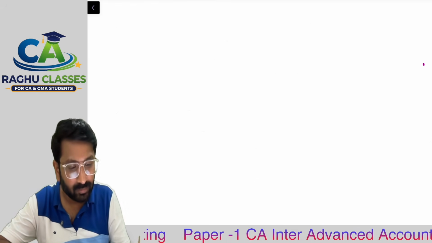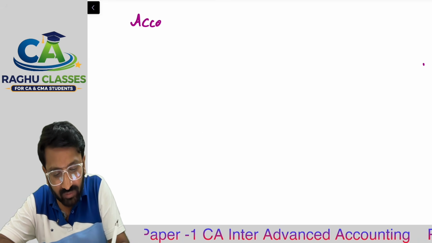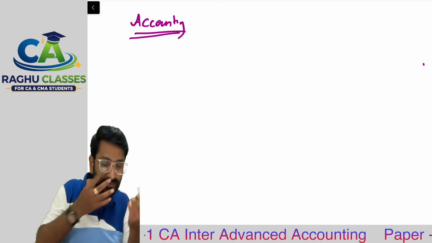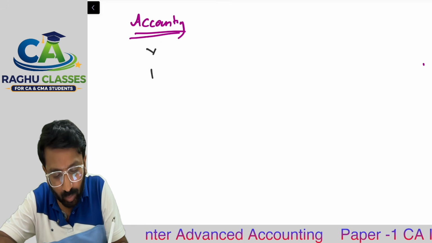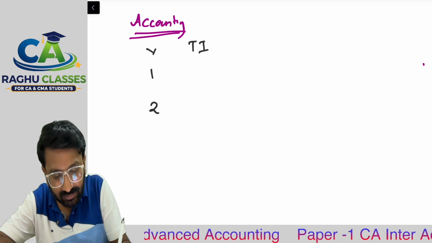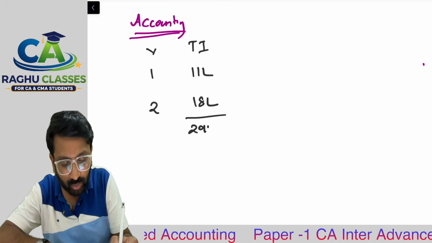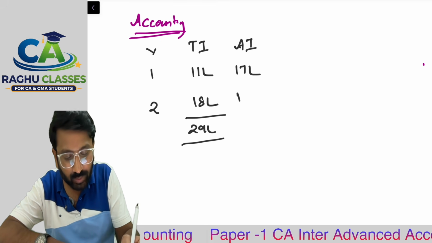Let's move on to topic number 4. How do you do accounting for this deferred tax? So let us understand how to pass journal entries for this. We'll take one more example. Let's say year number 1, year number 2. Taxable income is 11 lakhs and 18 lakhs, 29 lakhs for 2 years. And let's say accounting income is 17 lakhs and 12 lakhs.